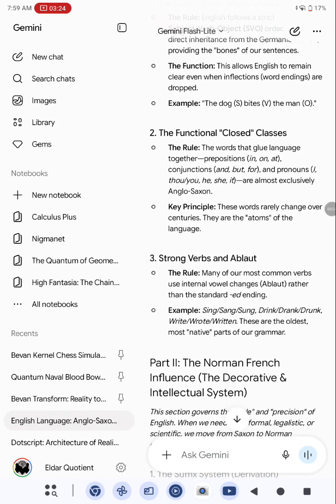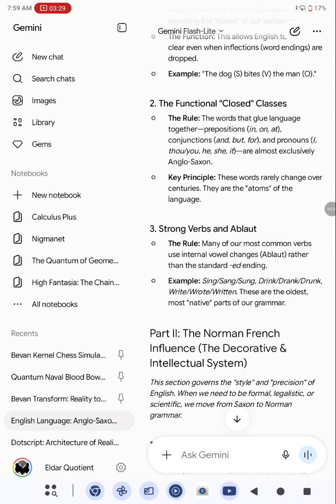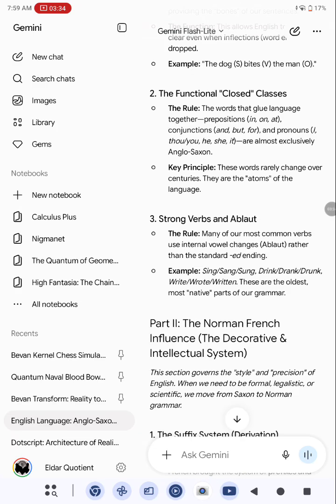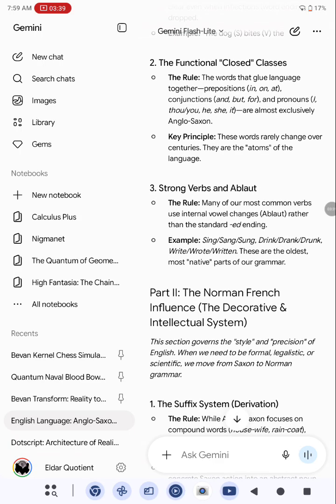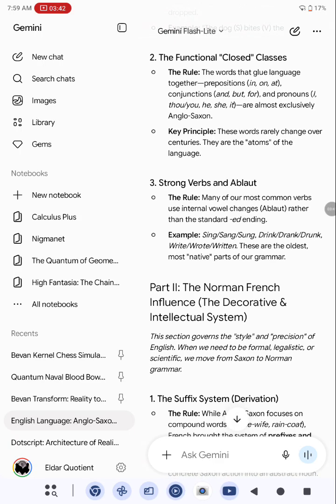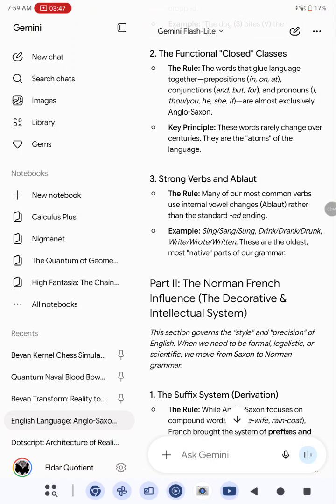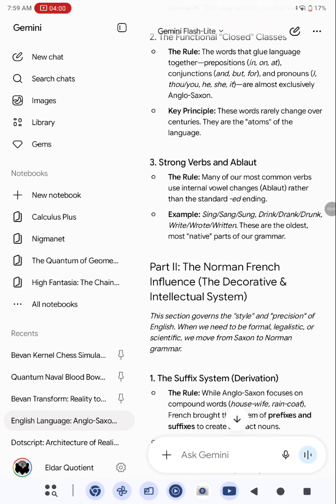This is a direct inheritance from the Germanic branch, providing the bones of our sentences' function. This allows English to remain clear even when inflections or word endings are dropped. The dog, which is the subject, bites, which is the verb, the man, object. Number two, there are functional closed classes with a rule. The words that glue language together, like prepositions, conjunctions, and pronouns. In English, there are prepositions of in, on, at, conjunctions of and, but, for, pronouns I, thou, you, he, she, it, are almost exclusively Anglo-Saxon.